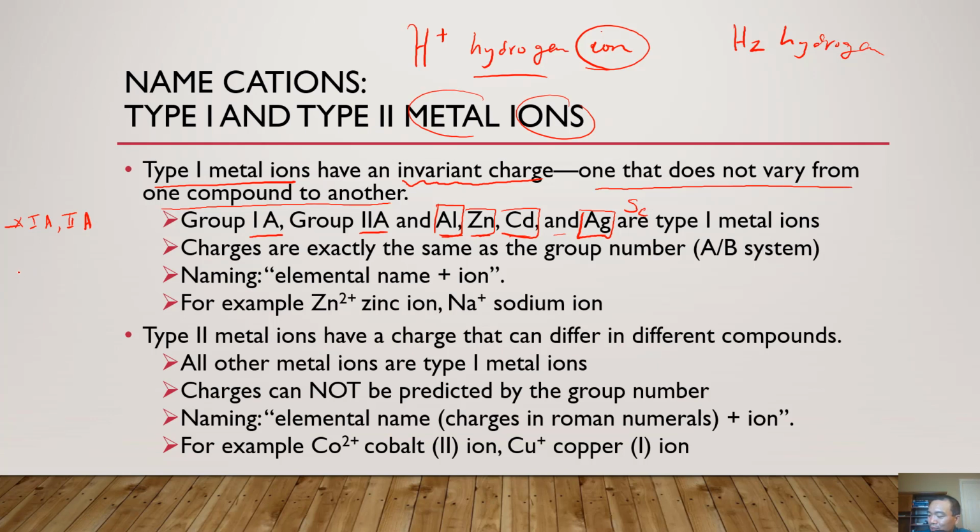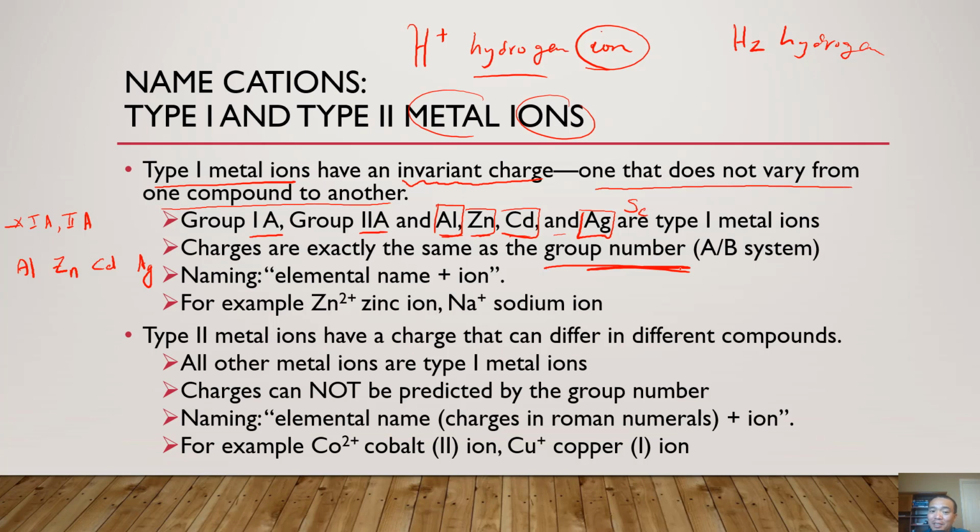Okay, why do I want to rewrite it? Because I also want you to know the charges: aluminum, zinc, cadmium, and silver. First you have to know this is group 1A, 2A, and 4 or 5 other elements, depending on which textbook you are looking at. Do remember, for type 1 metal, you only have one possible charge. And the good thing about type 1 metals is you actually know what charge they will carry in the compound just by looking at the group number.